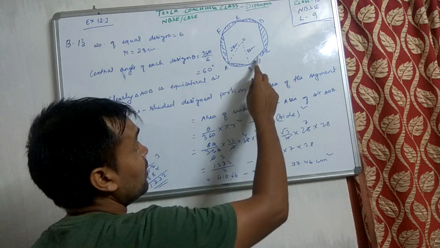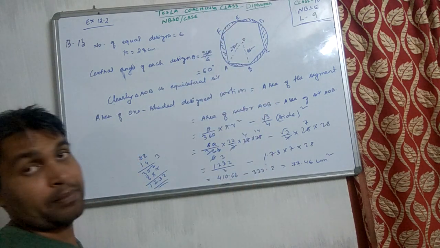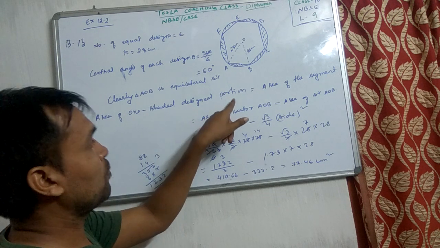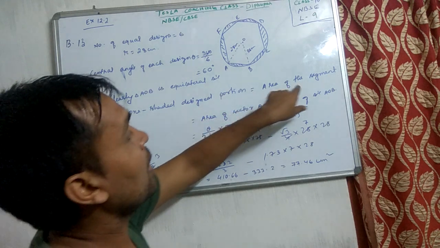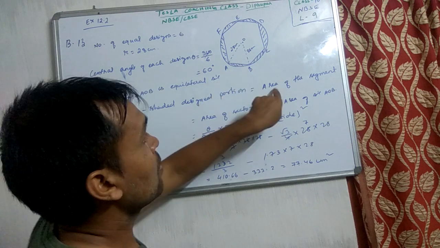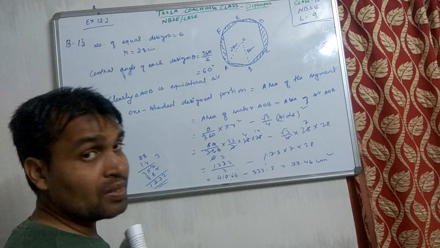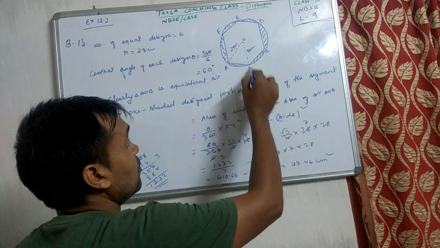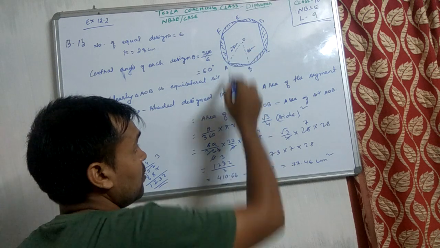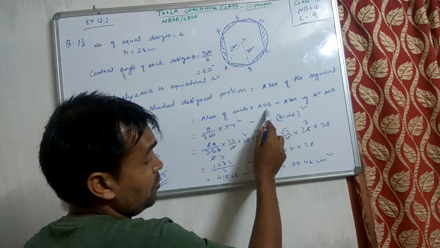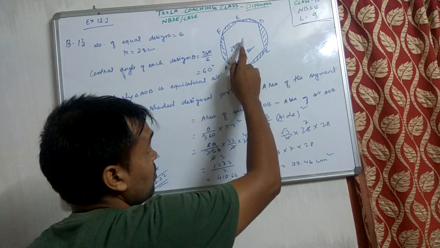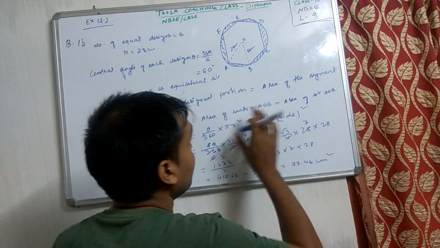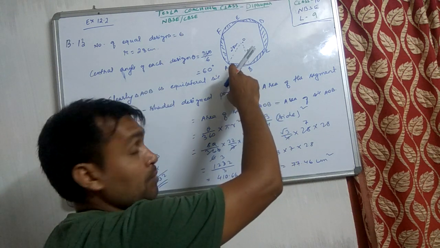After finding that, we will multiply by 6 and we will get the area of the remaining 5, because all are equal. So we have written the area of one shaded design portion is equal to the area of the segment. Now how to find the area of a segment? The whole AOB, including this segment, is the area of sector AOB minus the area of triangle AOB. From this whole sector, if I subtract this triangle, we will get the area of the segment, that is the shaded portion.